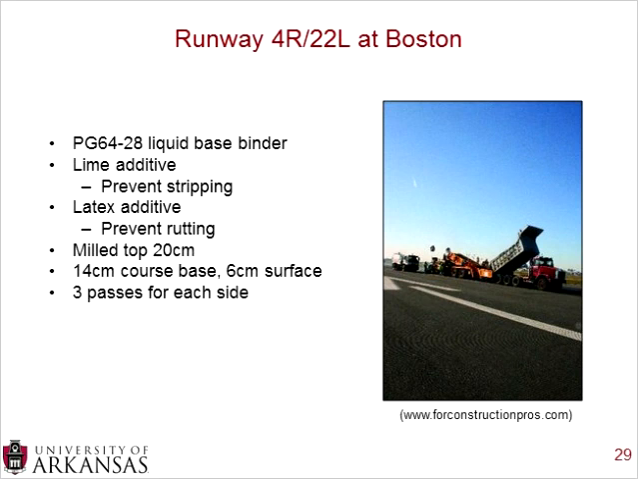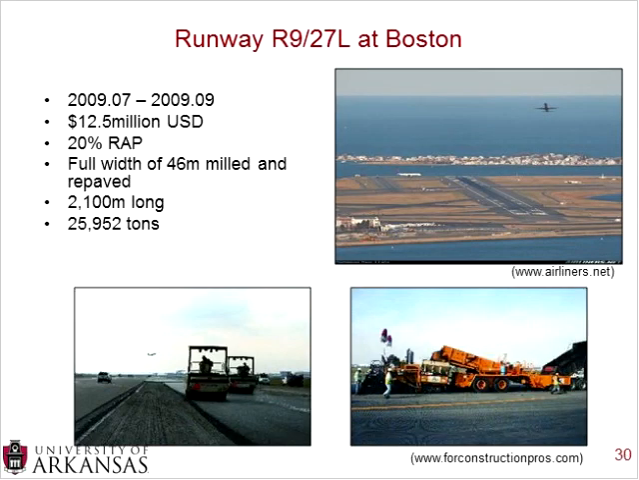A little bit about the mix design for the runway. They had a 64-28 liquid base binder. They did have a lime additive to prevent stripping. They also had a latex additive to prevent rutting. And the process they went through is they milled the top 20 centimeters of the shoulders of the runway, and they then put down a 14-centimeter coarse base and a 6-centimeter surface base. And they had to complete 3 longitudinal passes for each side of the project.